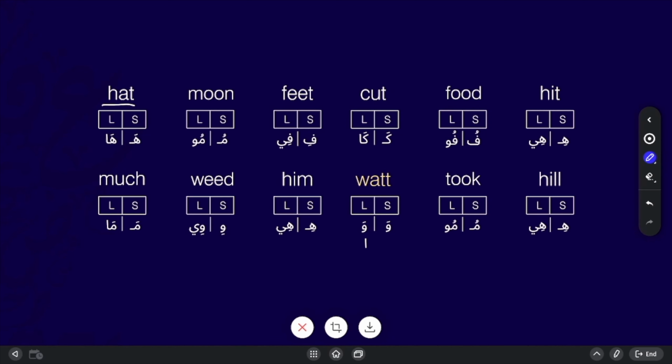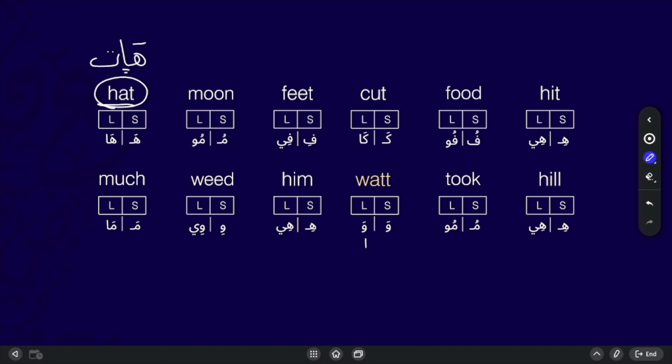Hat. Let's think about this and think about an Arab ear. How would you hear this? Can you make this shorter? Hat. Yes, I can. I can make it sound like hat. If you can make it shorter, it means that you've been given a long vowel. So hat will be expressed as a long vowel. It's not short. If it's short, it would sound something like hat.